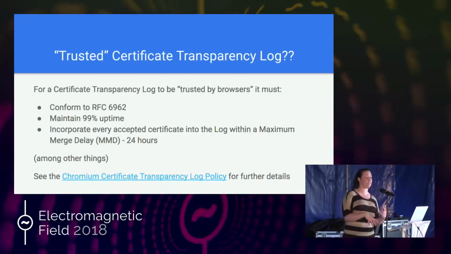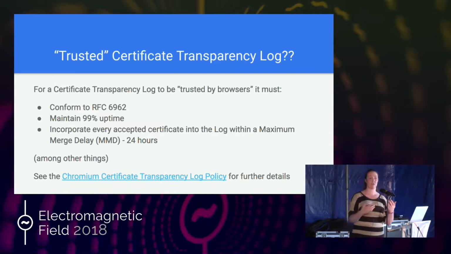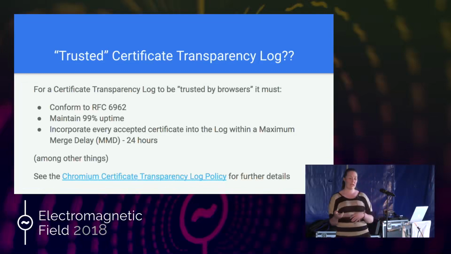Now, Chrome specifically has a log policy that dictates what its perception of behaving correctly is. It includes things like conforming to the certificate transparency RFC, and maintaining 99% uptime so that you can access it to actually monitor and check for domains. There's a handful of other things in there, but one particular one is that when a certificate is submitted to a log, the log has to incorporate it into its Merkle tree within 24 hours.